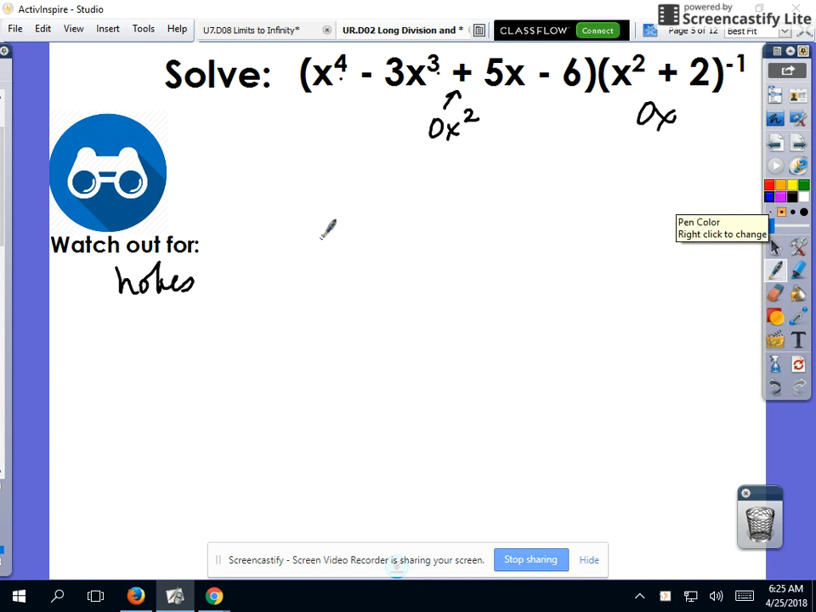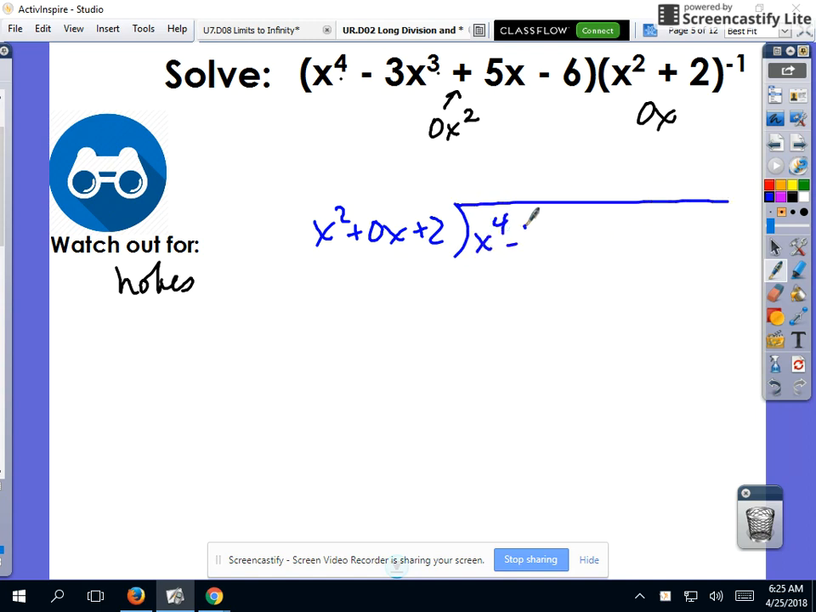So you're going to write it as x squared plus 0x plus 2. And then for the dividend, x to the 4th minus 3x cubed plus 0x squared plus 5x minus 6. Pause the video and try to multiply or figure out what divides. Try to do the division on your own. Get as far as you can. Pause the video.